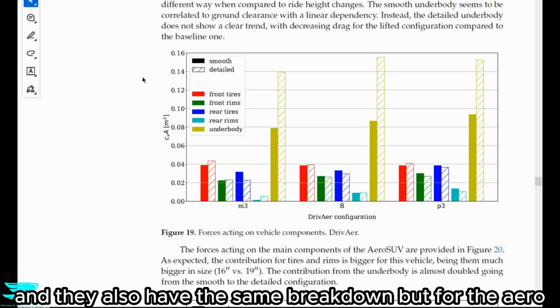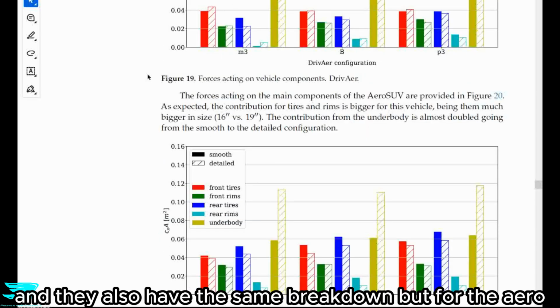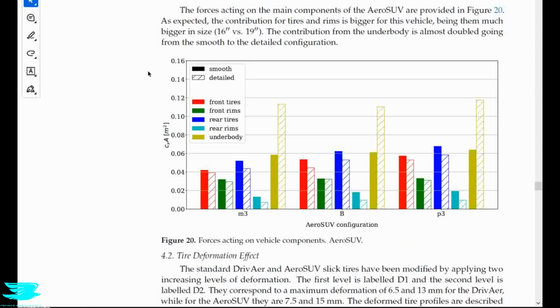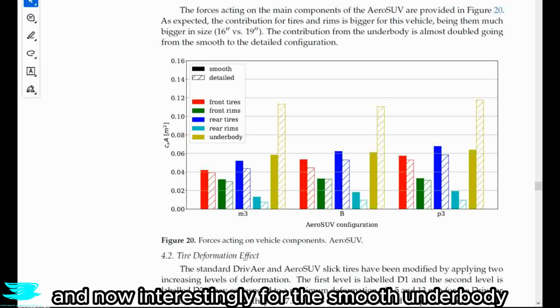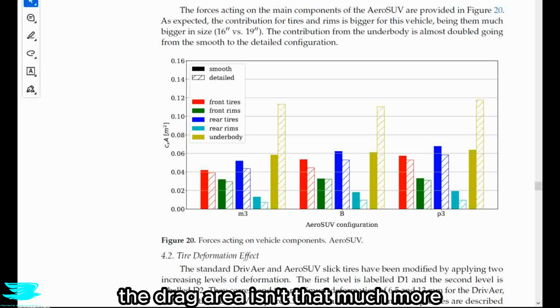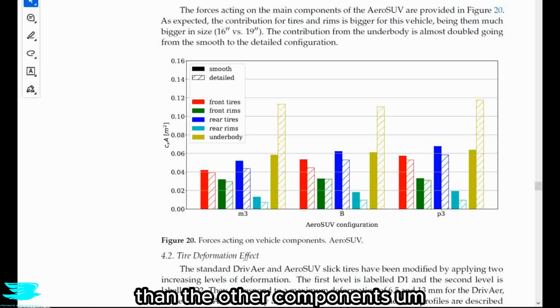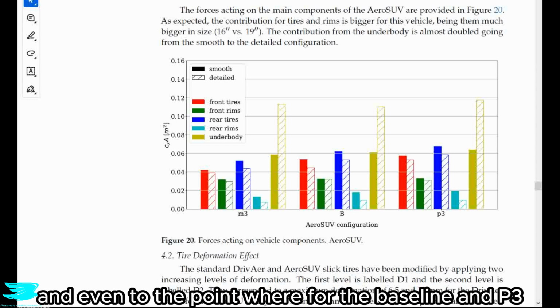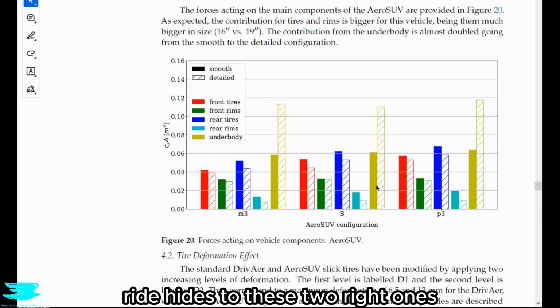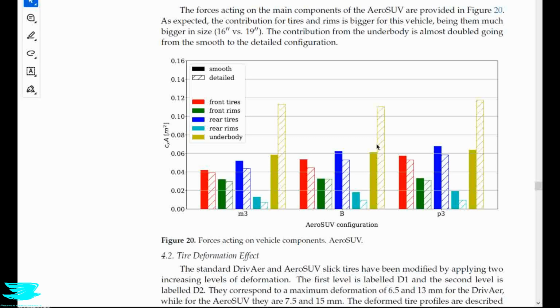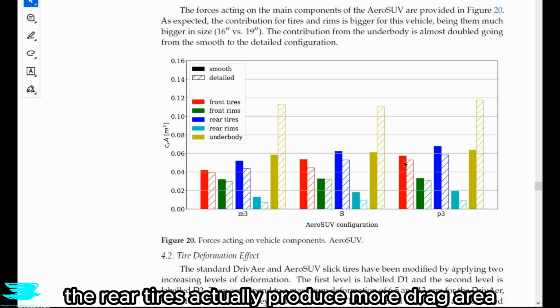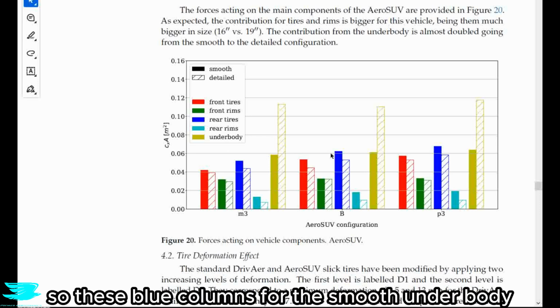And they also have the same breakdown, but for the Aero SUV in figure 20. And now, interestingly, for the smooth underbody, the drag area isn't that much more than the other components, and even to the point where for the baseline and P3 ride heights, so these two right ones, the rear tires actually produce more drag area. So these blue columns for the smooth underbody.